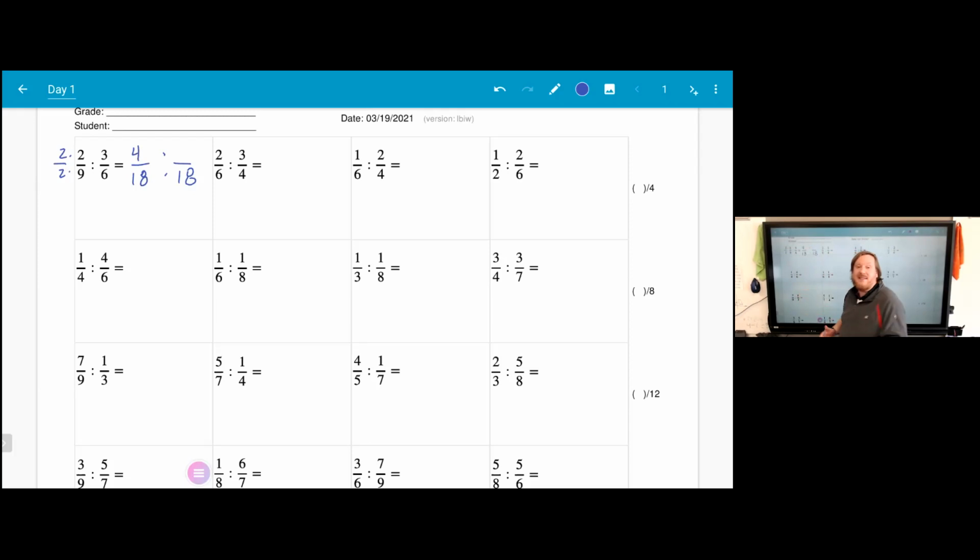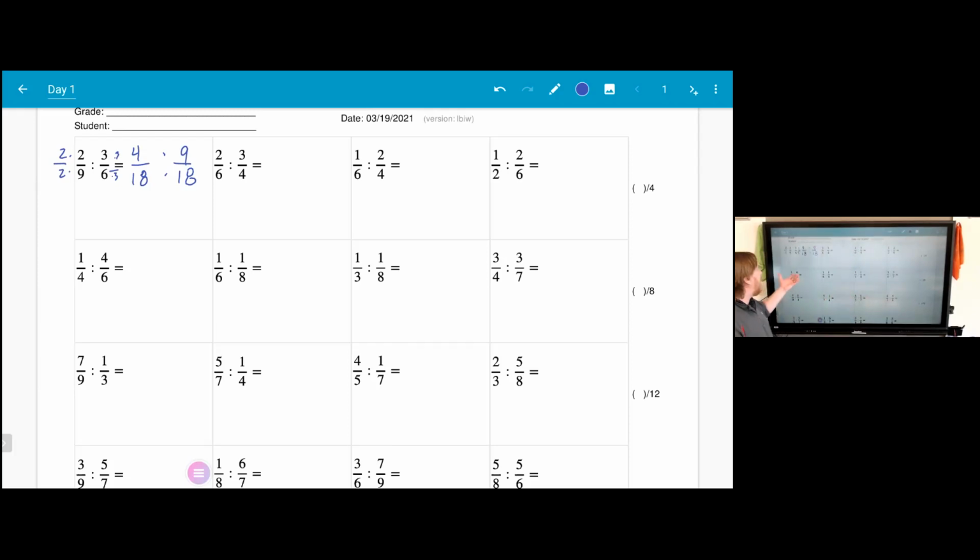And let's look at 3 and 6. How do I get from 6 to 18ths? Well, I multiply by 3. Got to do it to both top and bottom. And if I do that, I get 9/18. So 4/18 and 9/18. Once again, just look at the denominators first. Even if you could simplify, look at the denominators first.